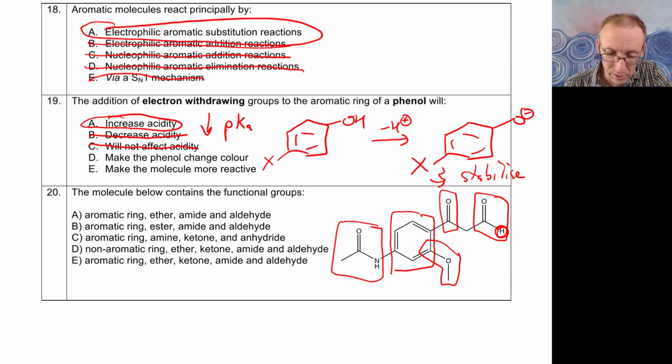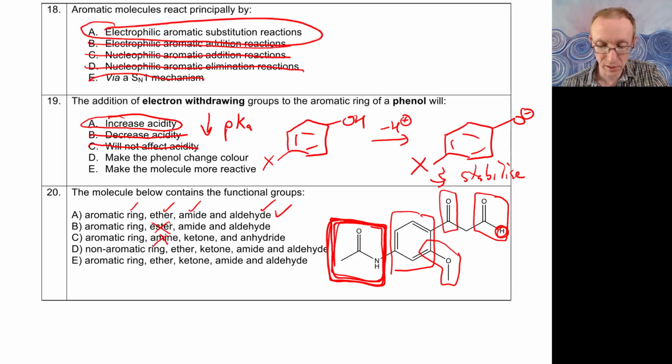Let's have a look what we've got in the answer. Aromatic ring, yes. Ether, yes. We've got an amide, yes. And we've got an aldehyde. So already A is looking good. B, aromatic ring. Ester, we don't have an ester. C, aromatic ring, yes. Amine, no, we don't have an amine. We've got an amide, this one here, because we've got a carbonyl group attached directly to the nitrogen. So it's an amide, not an amine. We don't have any non-aromatic rings, so that's not correct.